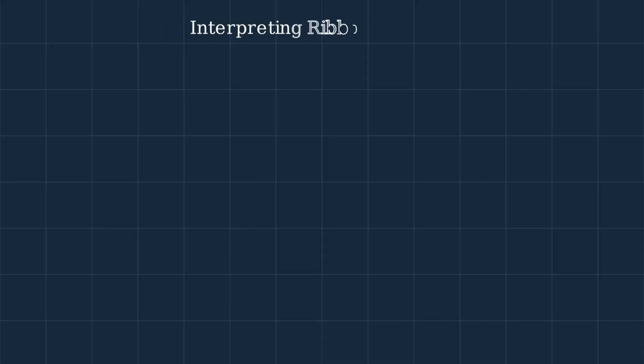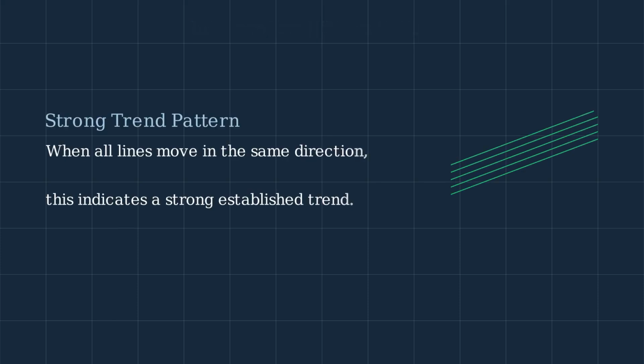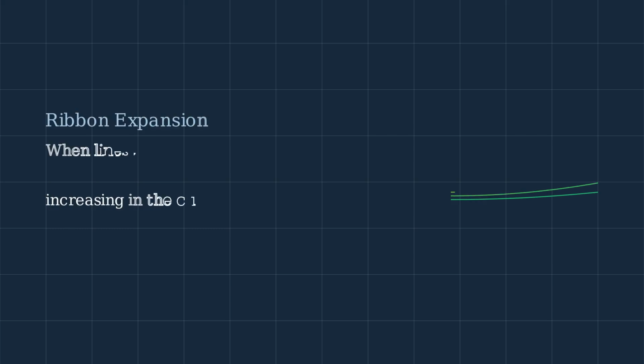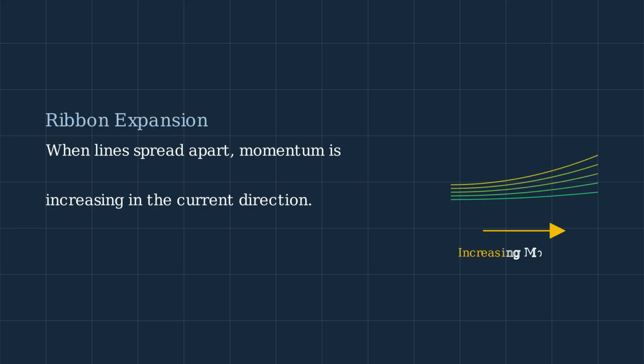The RCI ribbon provides several pattern signals that can help interpret market conditions. When all ribbon lines are aligned and moving in the same direction, it indicates a strong established trend. Ribbon expansion occurs when the lines spread apart, indicating increasing momentum in the current trend direction.